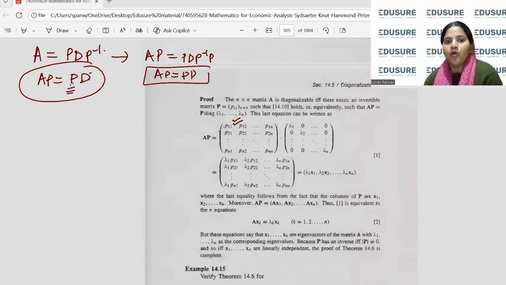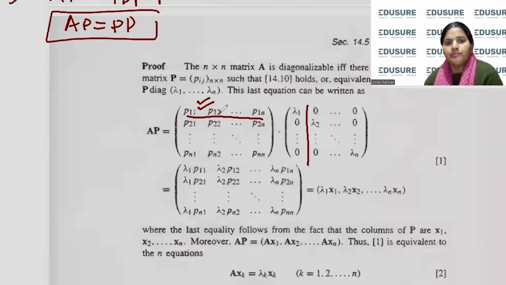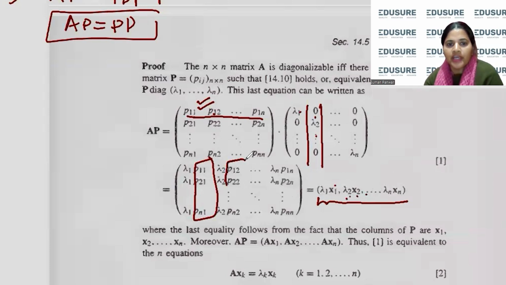When we multiply, I'll be multiplying the first row with the first column. So that means lambda 1 P11, and then I'll get lambda 2 P12. The entry is P11 lambda 1 and the others will be 0. Similarly, P12 lambda 2, others will be 0. So this is my entry, so this is my PD. Now look at this formulation. This is lambda 1 x1. What is x1? X1 is this particular column. This is a way of writing lambda 1 x1, lambda 2 x2. X2 is the second column of P, and so on till lambda n xn, where xn is the last column of P.